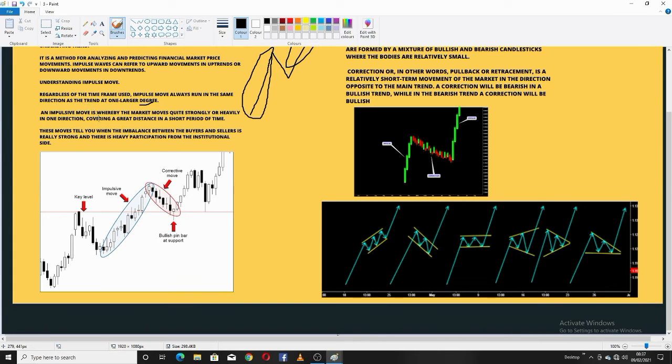An impulsive move is whereby the market moves quite strongly or heavily in one direction, covering a distance in a short period of time. So it just pushes up and gives a lot of pips in a short period of time. These moves tell you when the imbalance between the buyers and sellers is really strong and there is a heavy participation from the instrument.